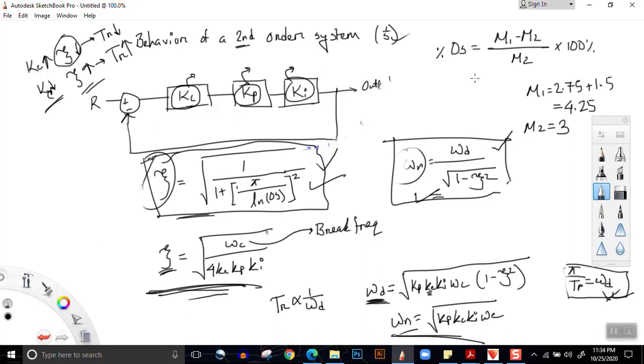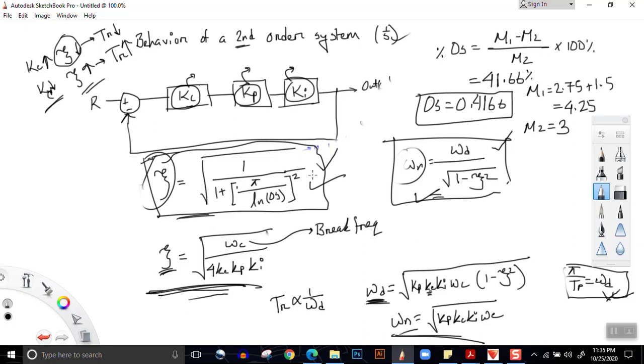From the value of M1 and M2, we can find overshoot, which is 4.25 minus 3 divided by 3. Sorry, 4.25 minus 3, divided by 3. Percent overshoot is 41.66%, and overshoot is equal to 0.4166. So this is our overshoot.